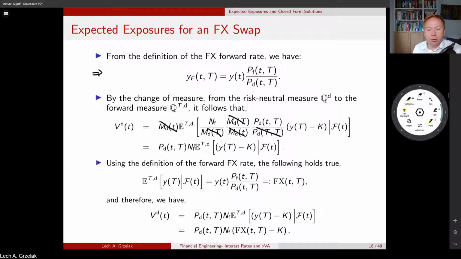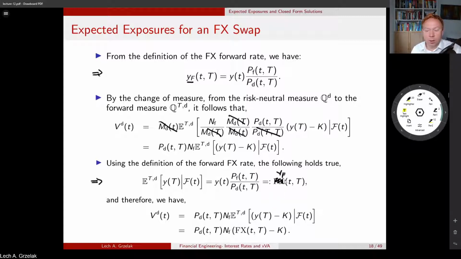and then we have an expectation under the domestic T forward measure of the difference of the FX rate and the strike. Of course, the strike is fixed, so this expectation doesn't matter. And for this part, we can use the definition of the FX forward rates. This is actually the same definition as here. So I'm slightly abusing notation. I'll fix it in the slides, but here basically FX will be equal to Y. So it's the same quantity as we have seen here.